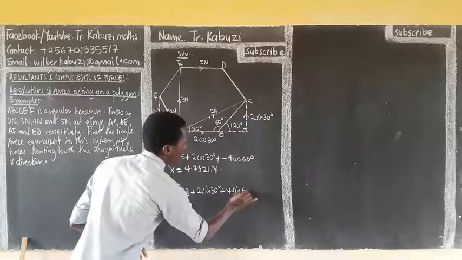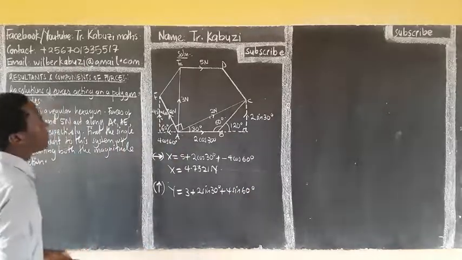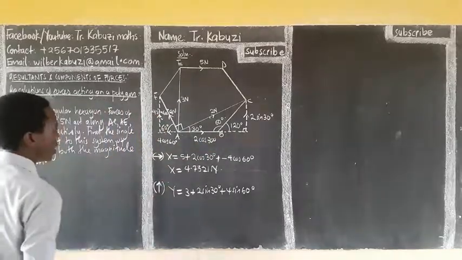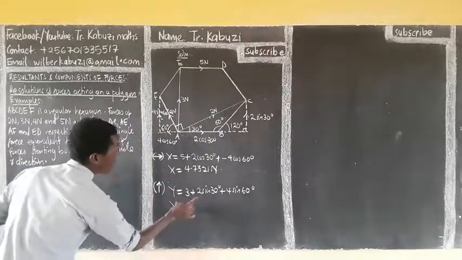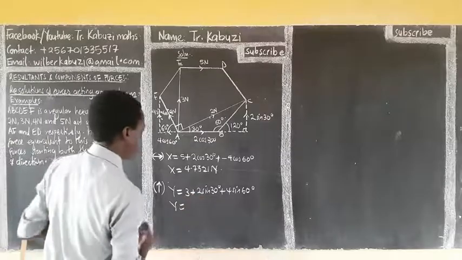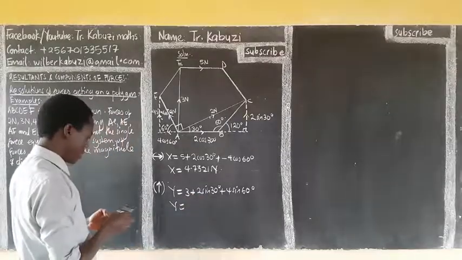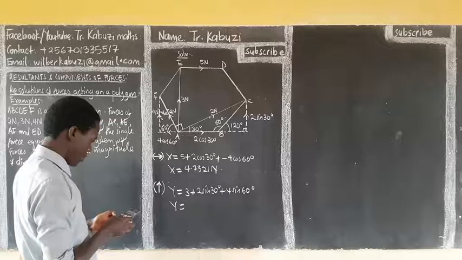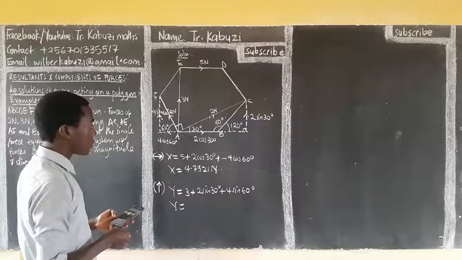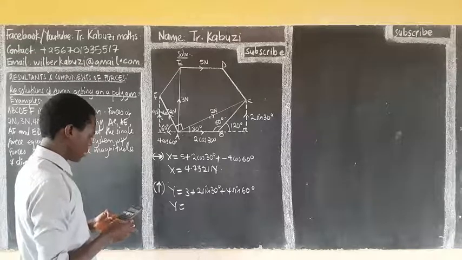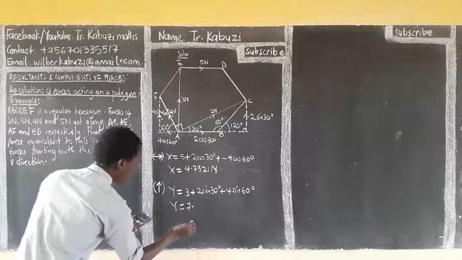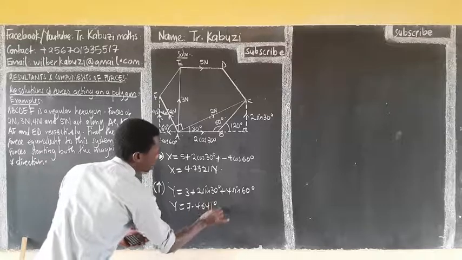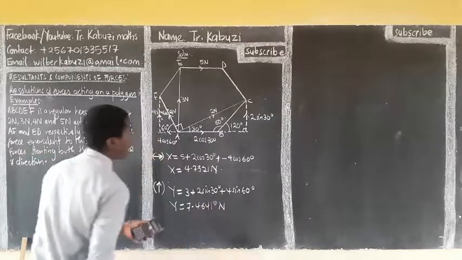And is there anything else? We have this, we have this, we have this. I think we are finished. So then our y there is going to be, okay, plus sine. So here I'm getting 7.4641 newtons. So that is our force.